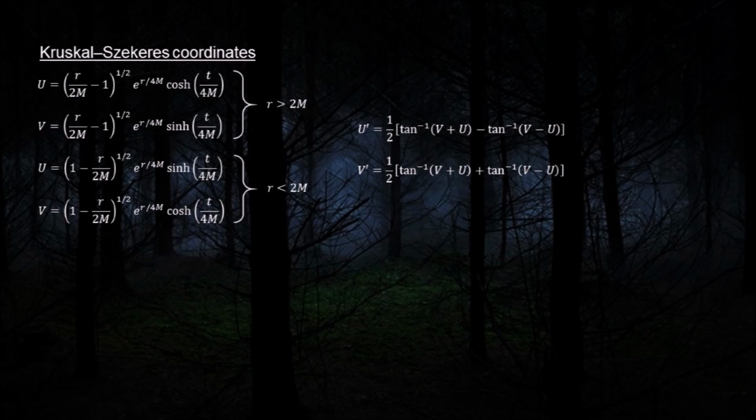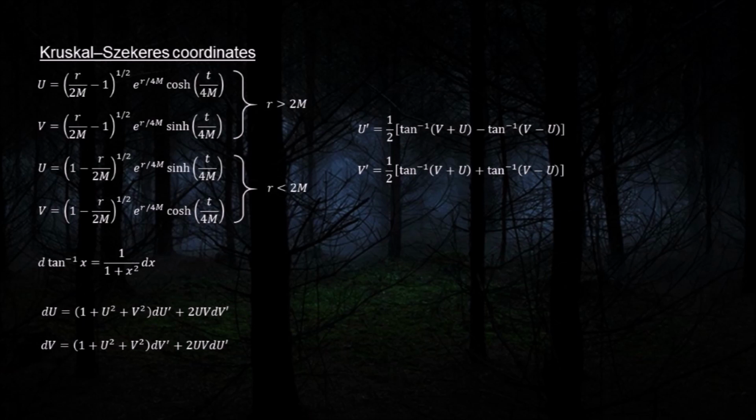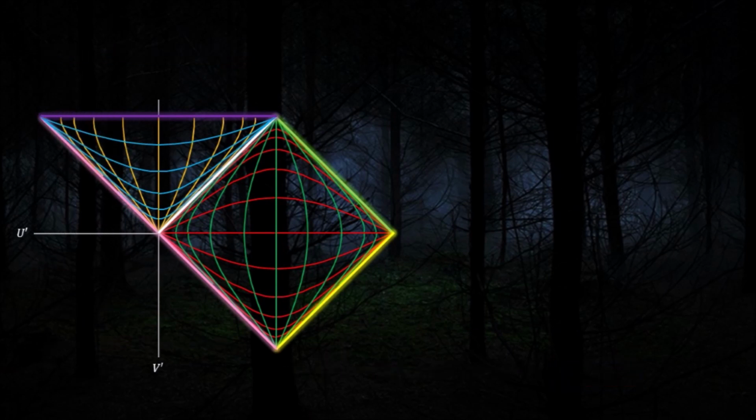To compute the differentials, we recall what the derivative of inverse tangent is. Then it follows that, solving for du and dv, we get the following. So indeed, the light cones are preserved. Now let's graph u' and v' as functions of r and t. The edges represent null geodesics at infinities and at the horizon.